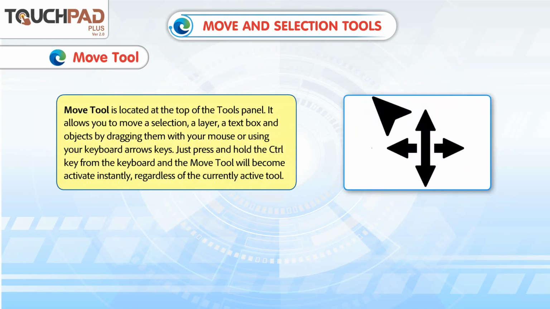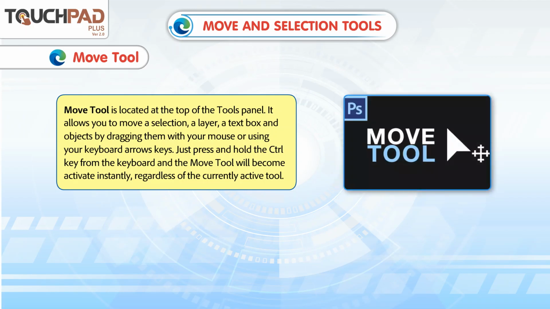Move tool is located at the top of the Tools panel. It allows you to move a selection, a layer, a text box and objects by dragging them with your mouse or using your keyboard arrow keys. Just press and hold the Control key from the keyboard, and the Move tool will become activated instantly, regardless of the currently active tool.